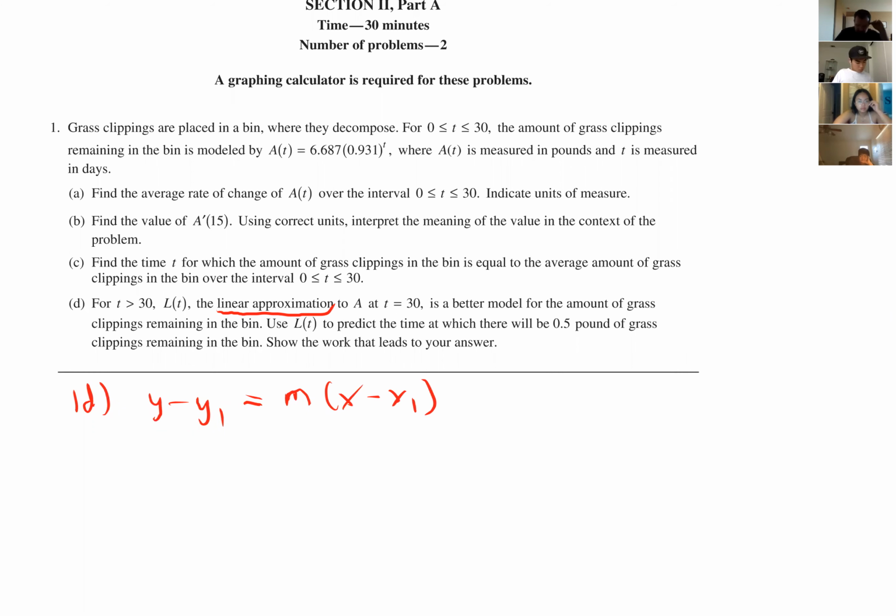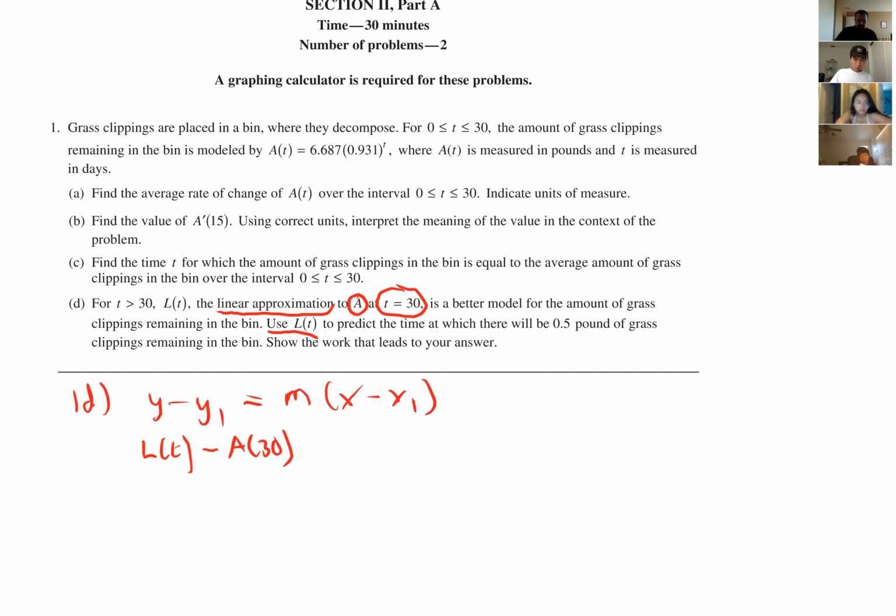Okay, so here, I guess they're calling it L of t, so maybe I'll use L of t. I'm basing it off of point slope form. So L of t is my y. If we're doing it at t equals 30, we're going to find, it says approximation for A. So I'm going to call this A of 30. That's going to give me a y coordinate. So think of t as your x value and A of t is your y value. So in this case, your t is 30.